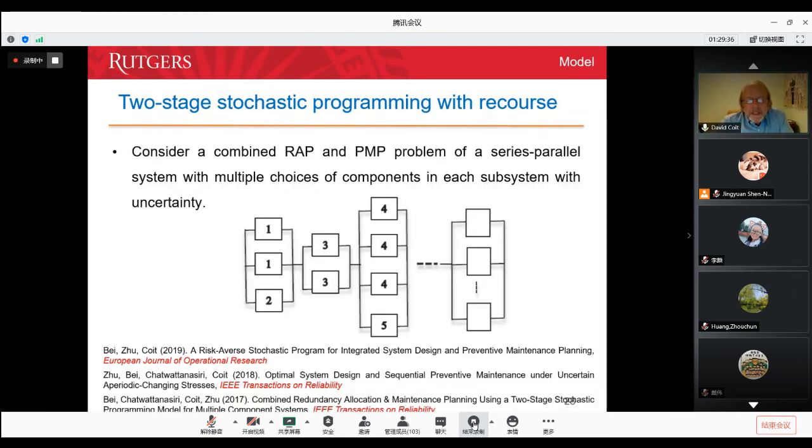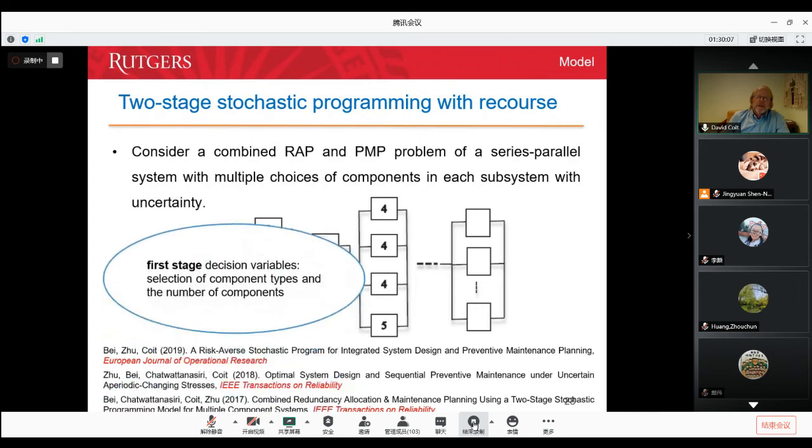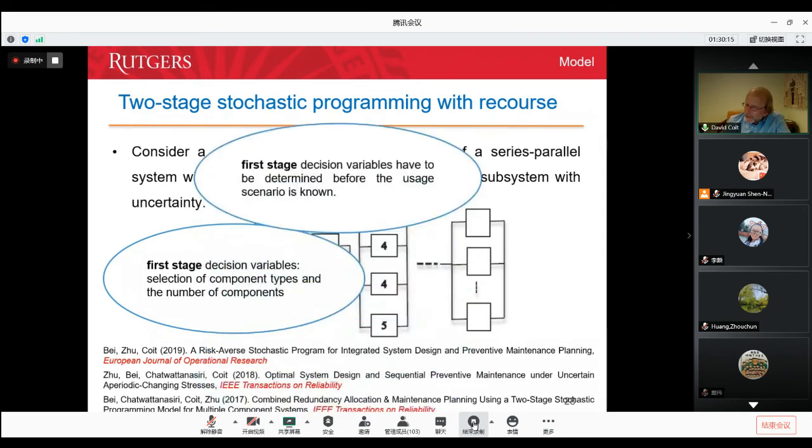And so we formulated this problem as a stochastic programming problem. If you look down at the bottom, we got three good journal papers out of this, 2017, 18, and 19. Two different journals, but very good ones, where we're considering the system design and preventive maintenance planning together as this two-stage stochastic programming with recourse. First stage: selection of the components and the numbers to use in redundancy. Now, we're going to solve these together.